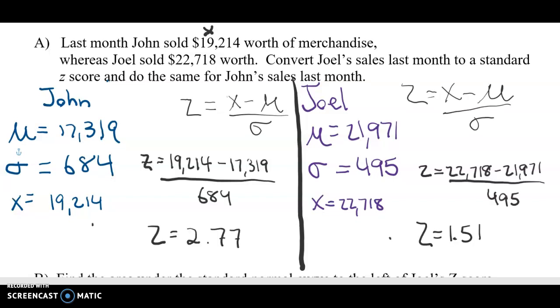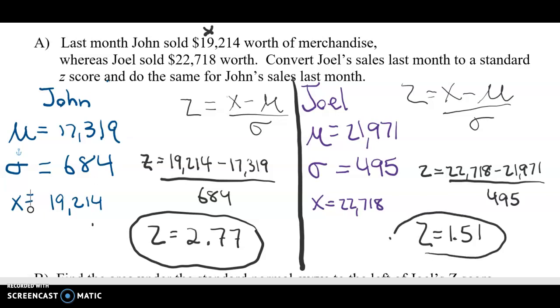You can see John earned 2.77 standard deviations above his monthly mean sales. That's what the Z-score represents. While Joel's Z-score is only 1.51. So while both earned above their monthly means, John's value was more extreme. So in those terms, he had a better month relative to what he usually does.